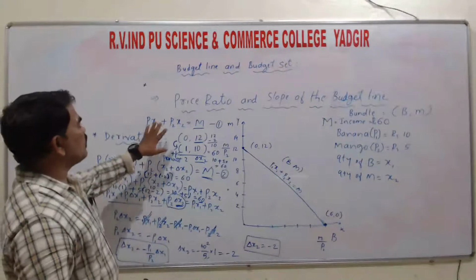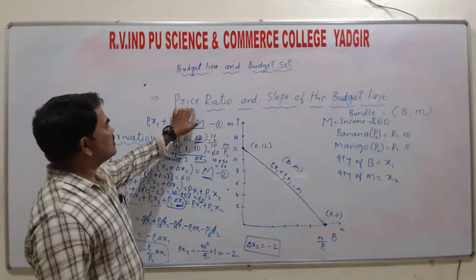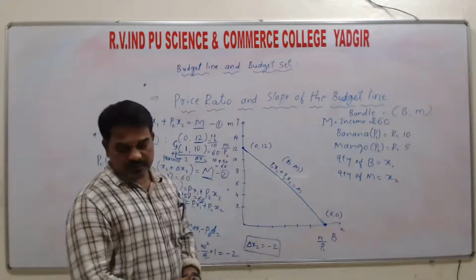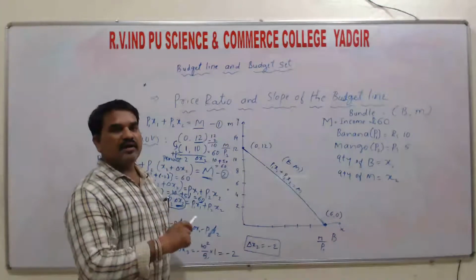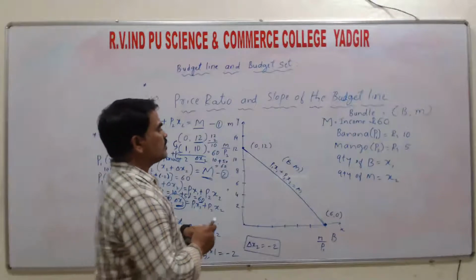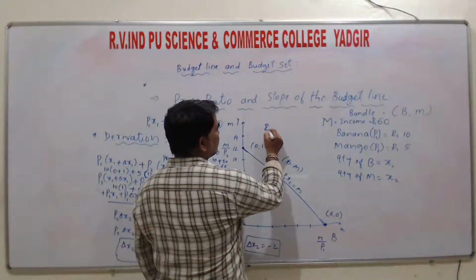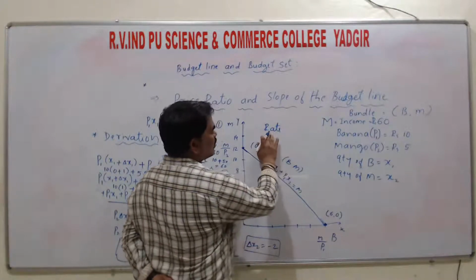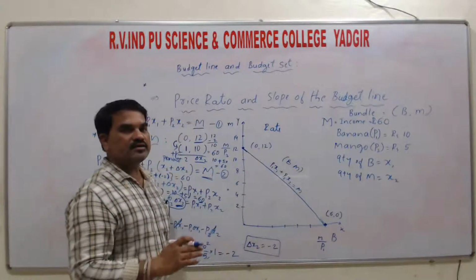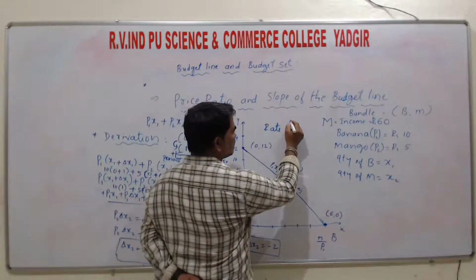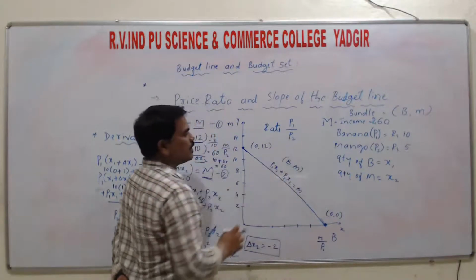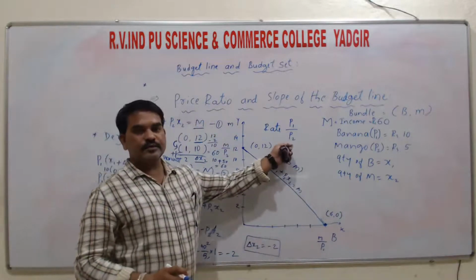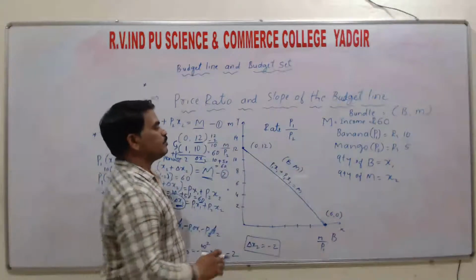Okay, so now what we understood today here is the price ratio. Price ratio means at what rate he wants to substitute bananas for mangoes. What is the rate? At what rate is he substituting bananas for mangoes? The rate he is substituting here is P1 divided by P2. This is the rate at which he is substituting bananas for mangoes.